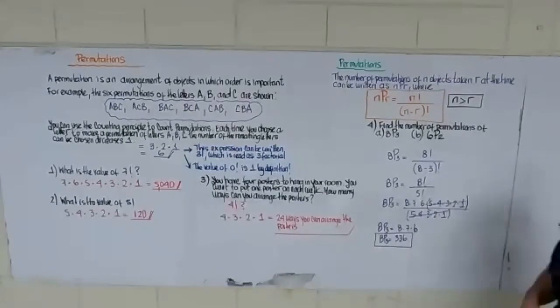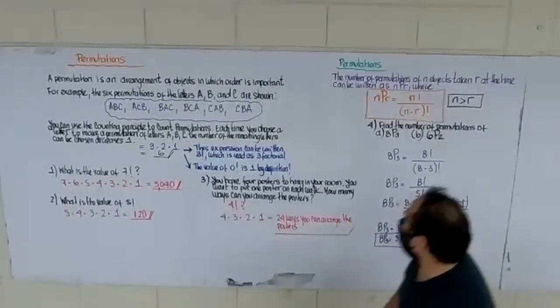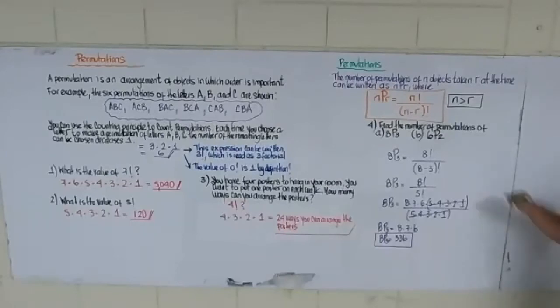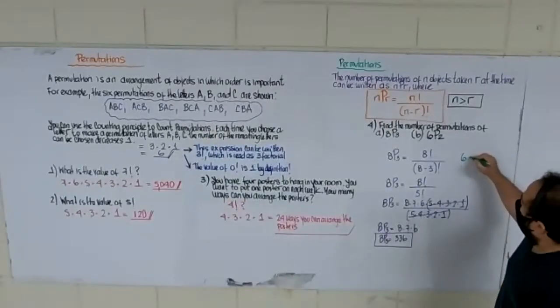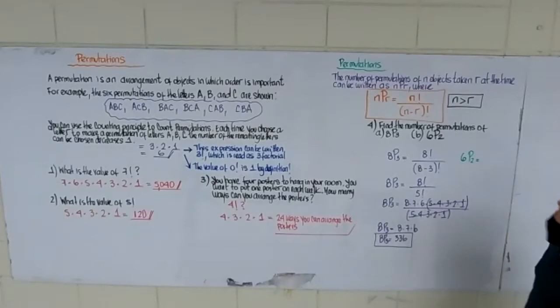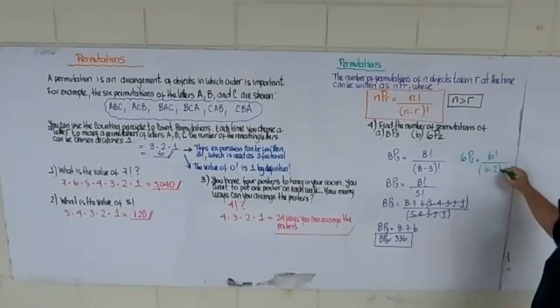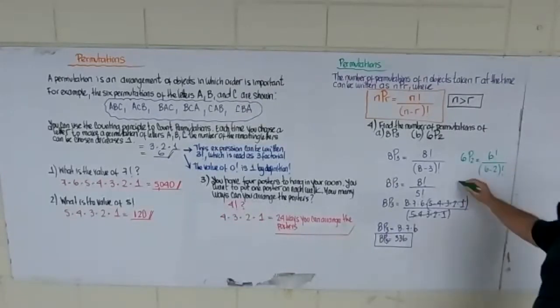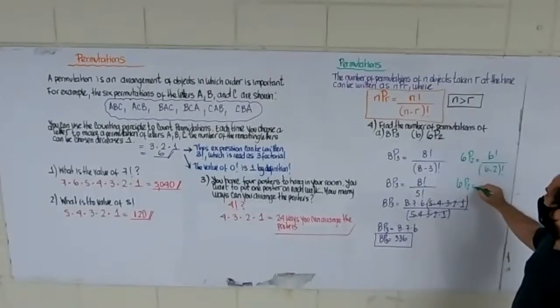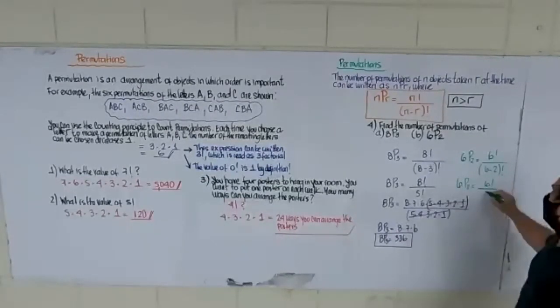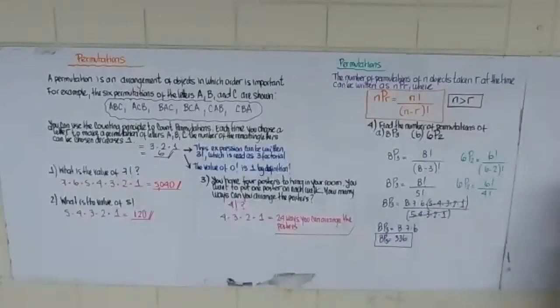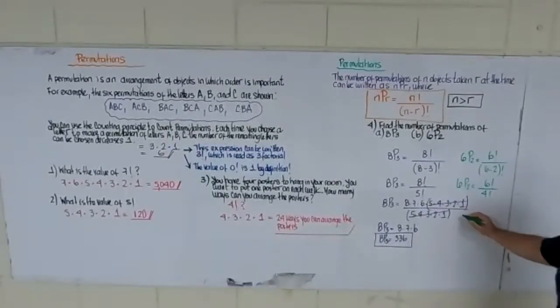Now the letter B. The letter B, 6P2. Same thing. 6 factorial over 6 minus 2 factorial. Again, 6P2 equals 6 factorial over 4 factorial, right? 6 minus 2. Well, continue. Slowly.